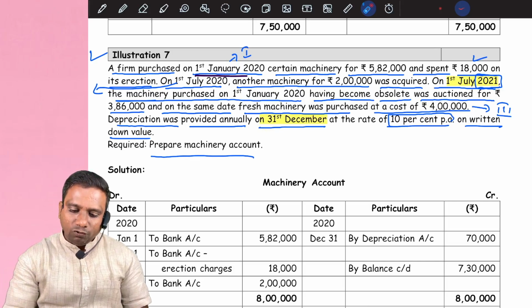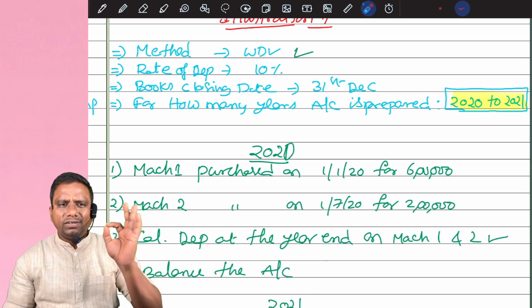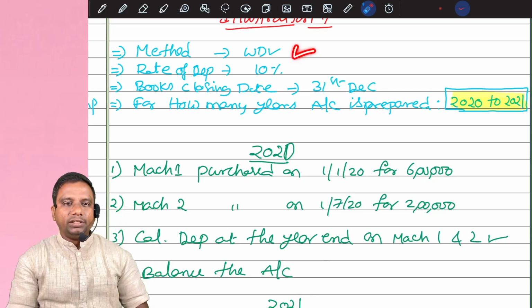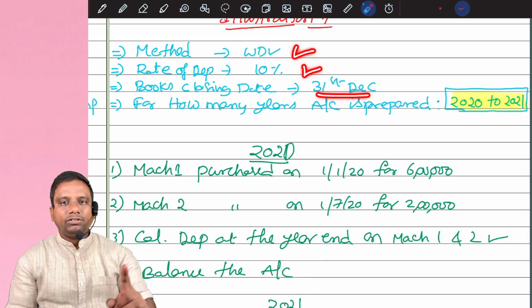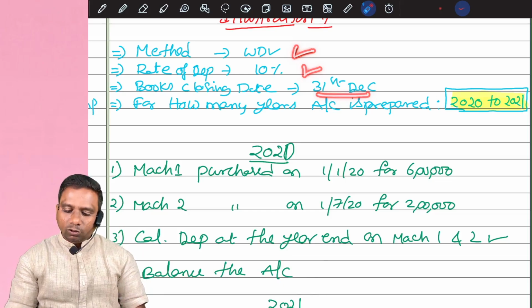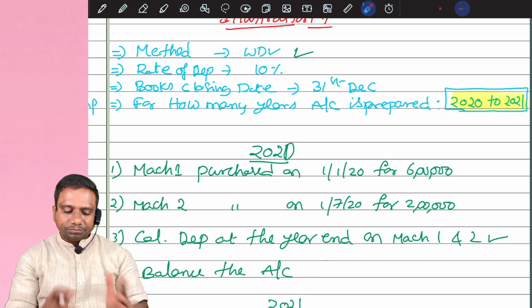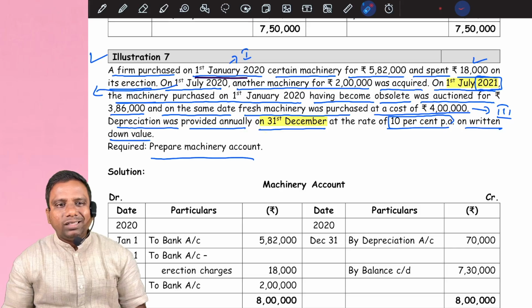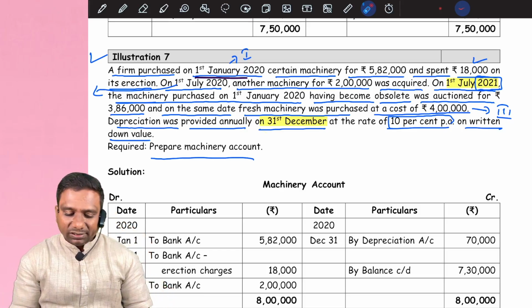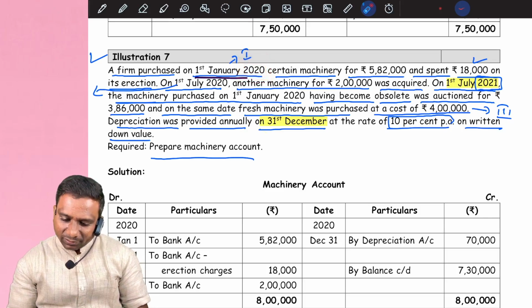Okay, now look at how we convert this information into a usable condition. Look at the first step. Method: WDV method. Rate of depreciation: 10%. Books closing date: 31st December every year. For how many years is the account prepared? 2020 to 2021, that means 2020 and 2021. For 2 years the account is prepared. Sir, they did not mention the number of years, na sir. Yes, but look at the asset purchase date, 2020. Look at the next year date, 2021.